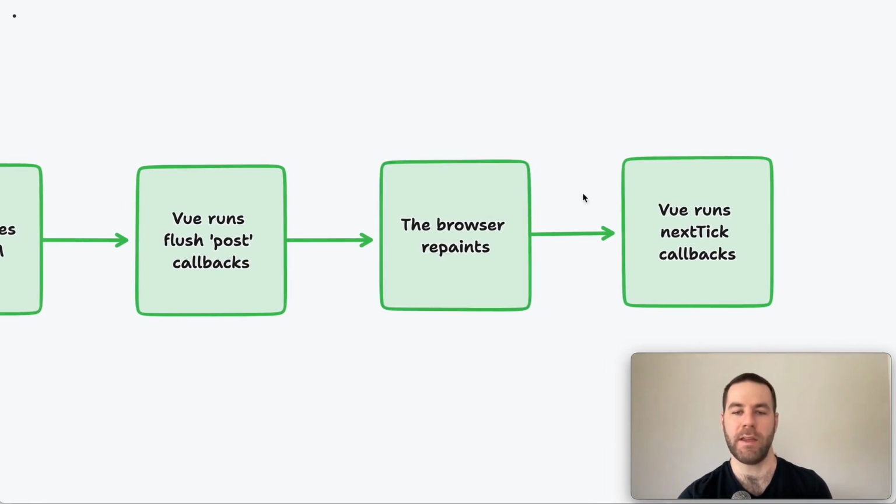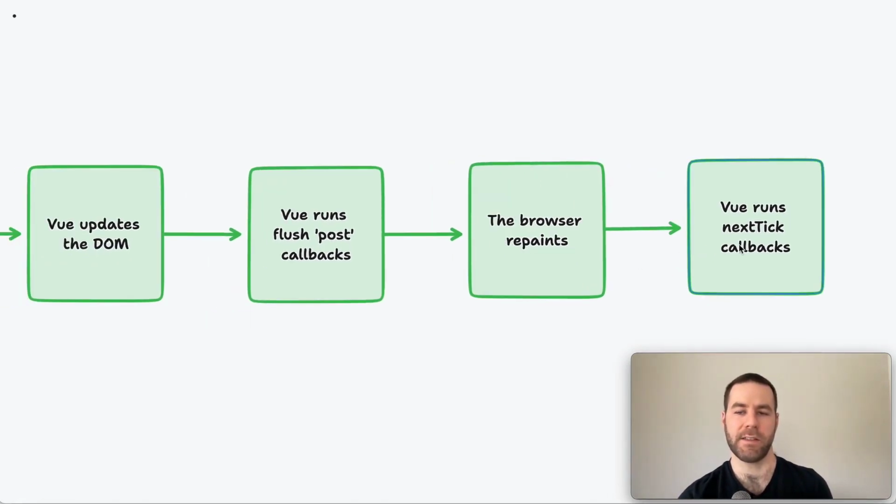After the browser repaints, then Vue will run next tick callbacks. So next tick sometimes works when flush post is the right choice because it is technically running after Vue has updated the DOM. But if you want your code to be as likely as possible to be bug-free, you want to use flush post in those situations to make sure it's running as early as possible.